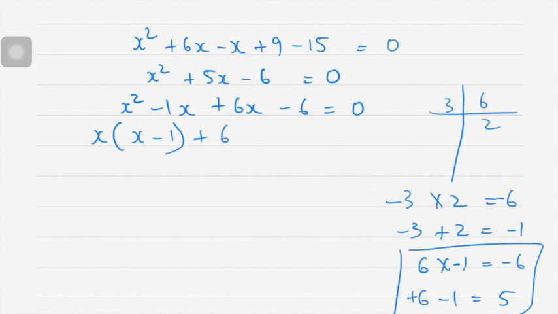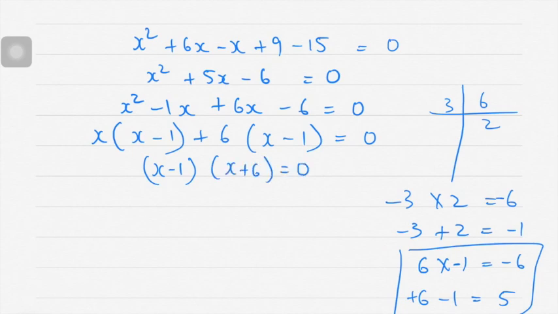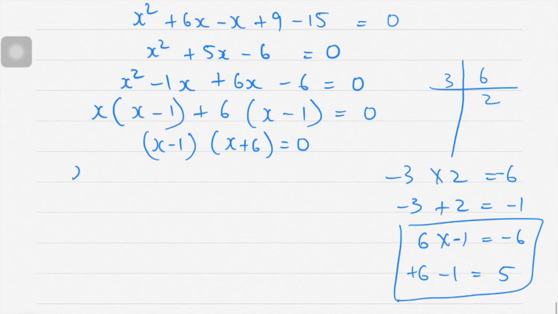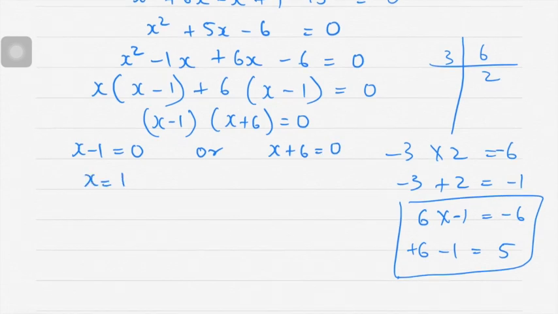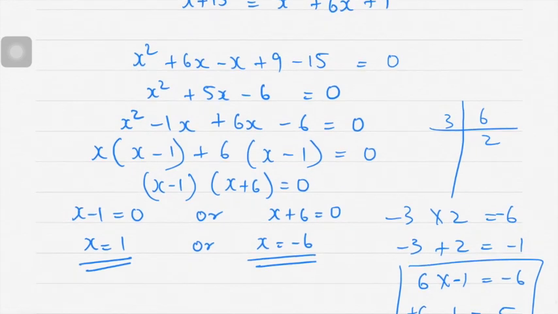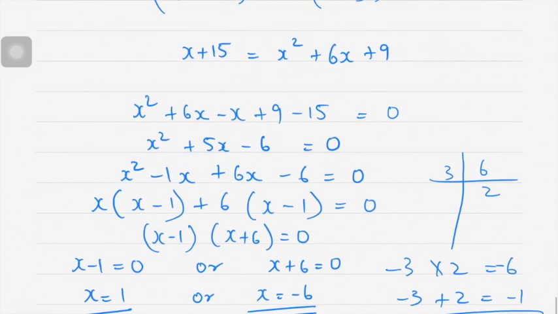Now here common is x. I'll bring that x out. So x minus 1 plus, I'll bring 6 out, x minus 1 is equal to 0. So x minus 1 or x plus 6 is equal to 0. So x minus 1 is equal to 0 or x plus 6 is equal to 0. x is equal to 1 or x is equal to minus 6. Okay.